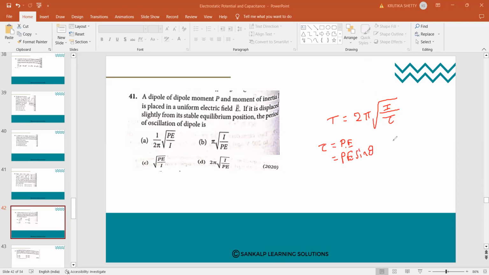I hope you remember this. So therefore the time period is equal to 2 pi under root of I divided by PE. I divided by PE. Option which one? D. Yes, so option D is the correct answer. Next, the last two questions we will see.